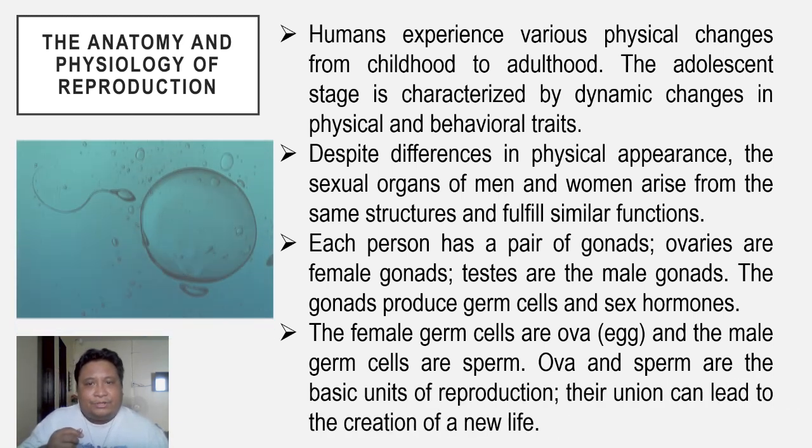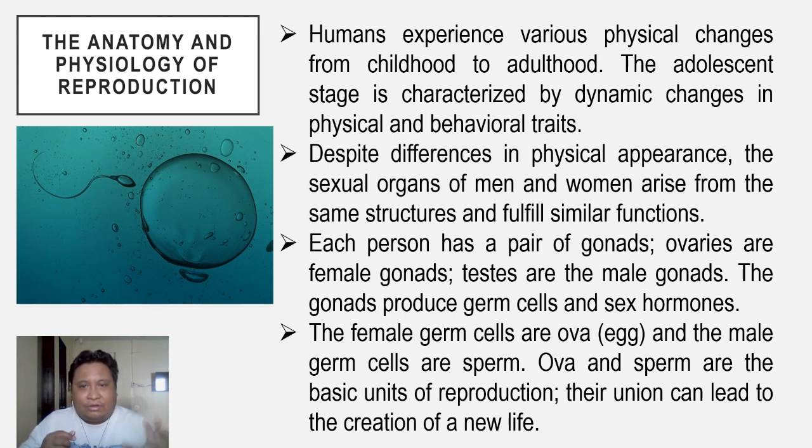Each person has a pair of gonads: ovaries are the female gonads, and testes are the male gonads. The gonads produce germ cells and sex hormones. The female germ cells are the ova or egg cells, and the male germ cells are what we call sperm. The ova and the sperm are the basic units of reproduction. Their union could lead to the creation of a new life.